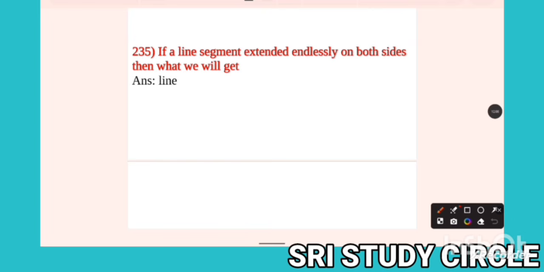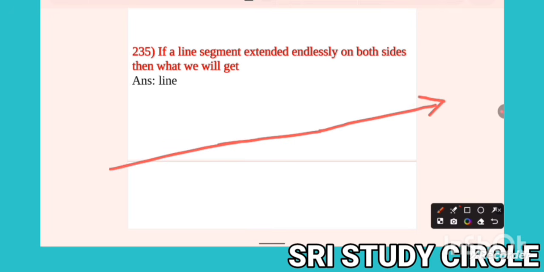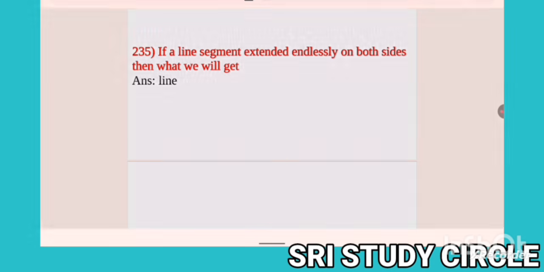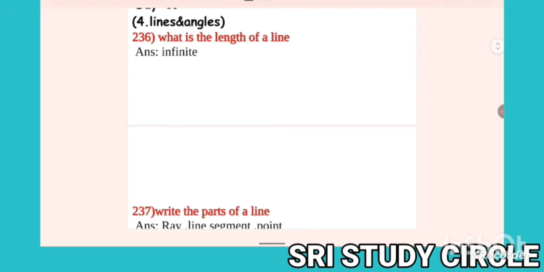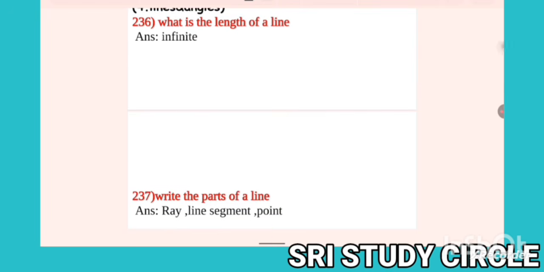If a line segment is extended endlessly on both sides, then what will we get? If a line segment is extended endlessly in both directions, this is known as a line. What is the answer here? Line. Now next question. What is the length of a line? Infinite. A line has infinite length.